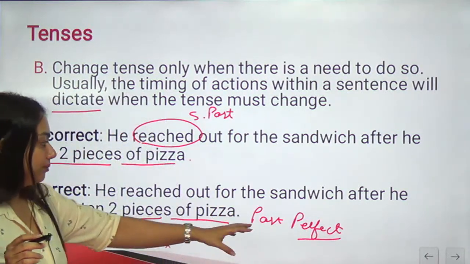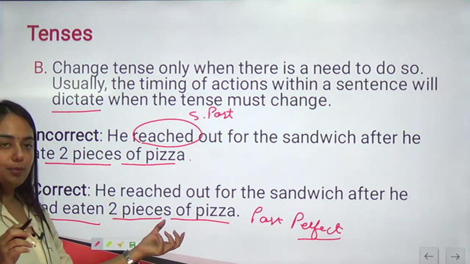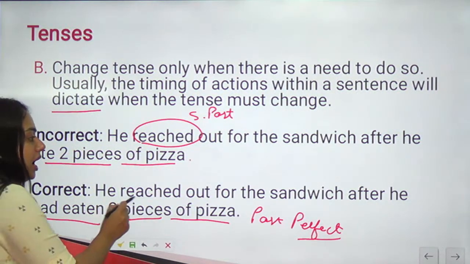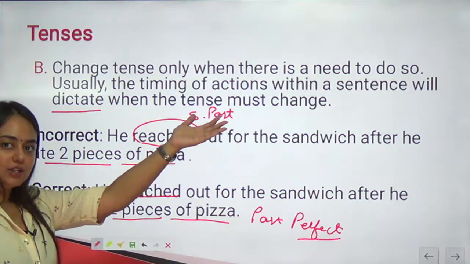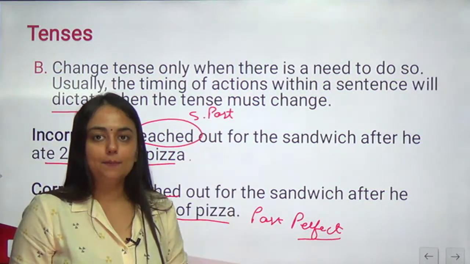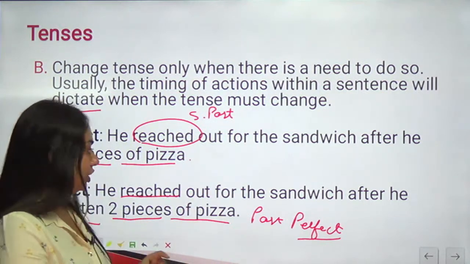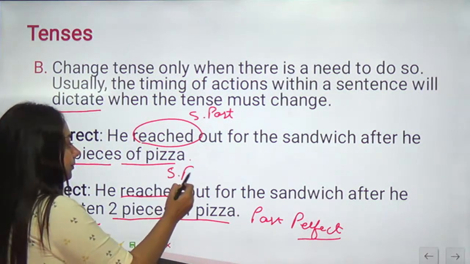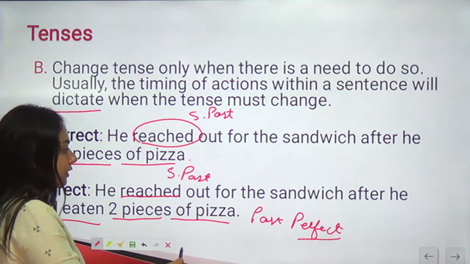So past perfect means in the past tense, when he was done having 2 pieces of pizza, then he reached out for the sandwich. Though both the things were done in the past only, but one was already done, which is past tense, having 2 pieces of pizza. Then the other thing was done, which is having sandwich. Here you can change from simple past to past perfect. I hope the meaning of this is clear.